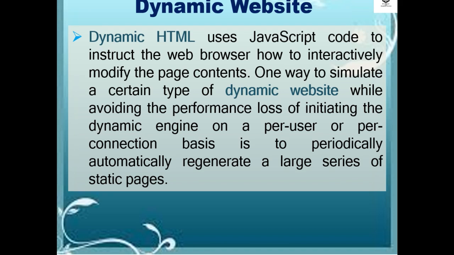Dynamic HTML uses JavaScript code to instruct the web browser how to simulate a certain type of dynamic website. One way, while avoiding the performance loss of initiating the dynamic engine on a per-user or per-connection basis, is to periodically automatically regenerate a large series of static pages.